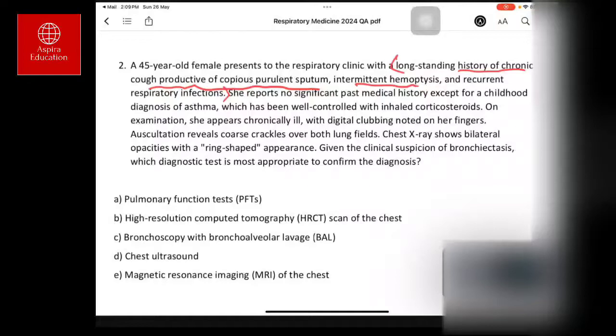HRCT chest. Wonderful. So it is again a very basic question that HRCT chest is the investigation of choice for bronchiectasis. Although the rest of them will also be done, like PFT to check the pulmonary reserve, and bronchoscopy and BAL may be required if the patient's phlegm is not able to help us with any cultures. Chest ultrasound will not add anything. Same is true for MRI. So out of PFT, HRCT chest, and BAL, the test that is diagnostic of bronchiectasis as the disease process that is leading to all the symptoms, the answer is HRCT chest.